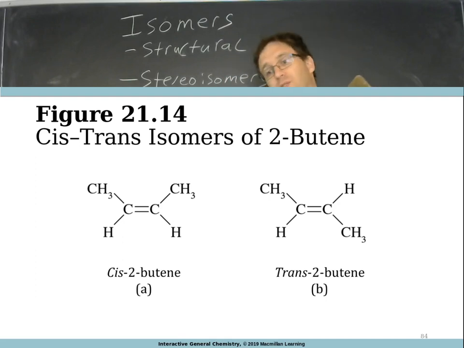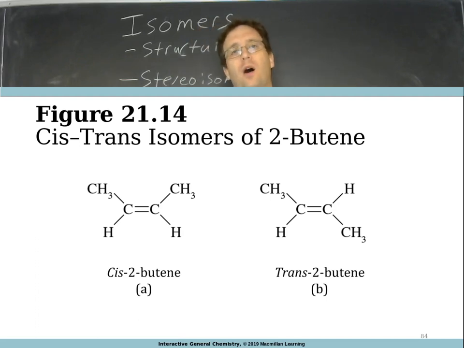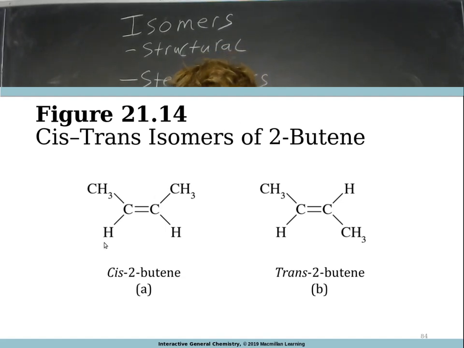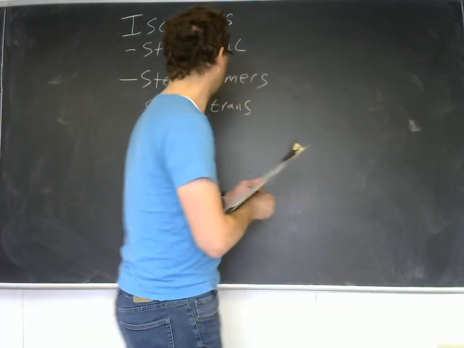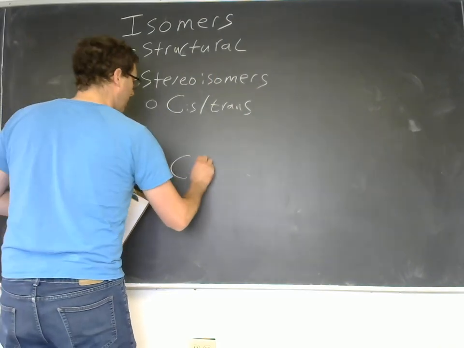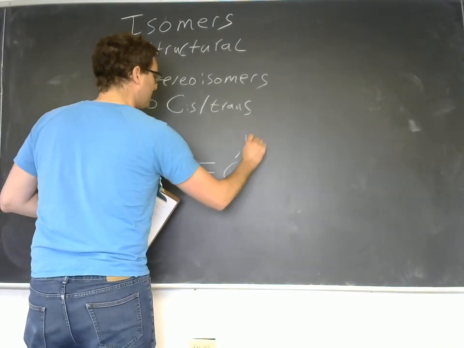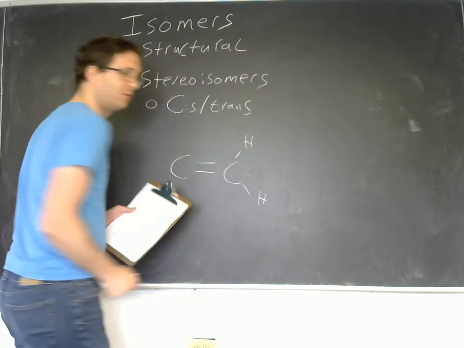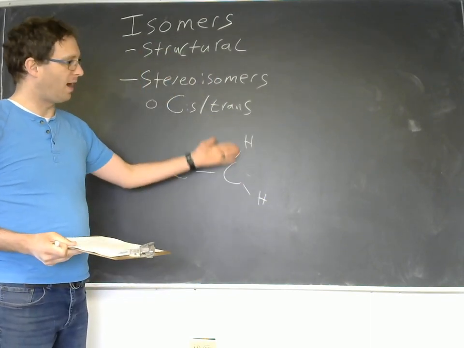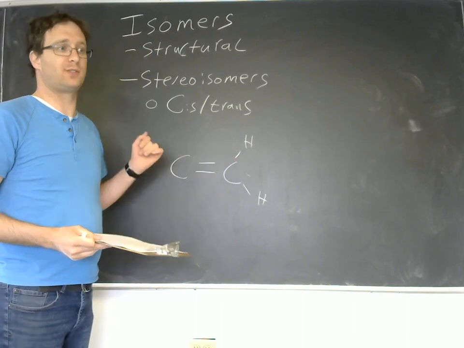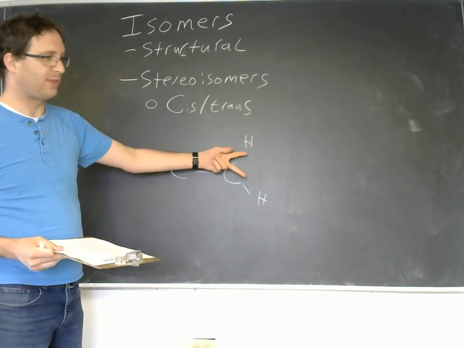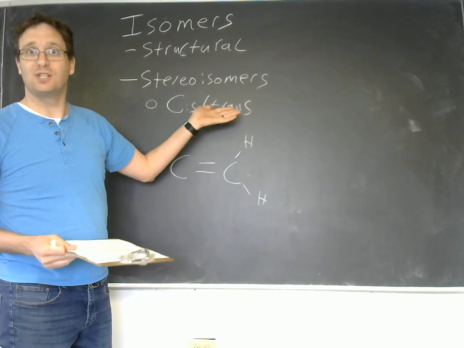So cis-trans isomers do not exist for every compound with a double bond. If you ever have two identical groups on either side of the double bond, then you cannot have cis-trans isomers. I guess I better draw you an example of what I mean by that. So if you have carbon, double bond, carbon, and say two hydrogens, well, then there will be no cis-trans isomerization because rotating around that double bond doesn't change the molecule in any way.